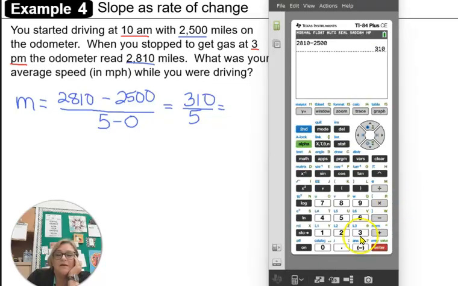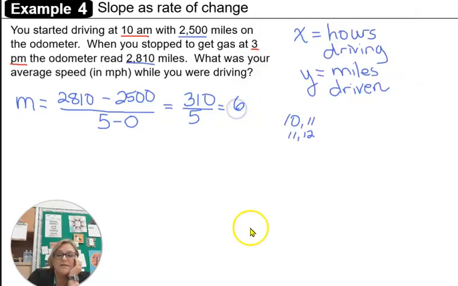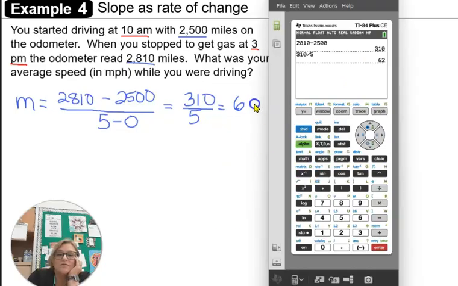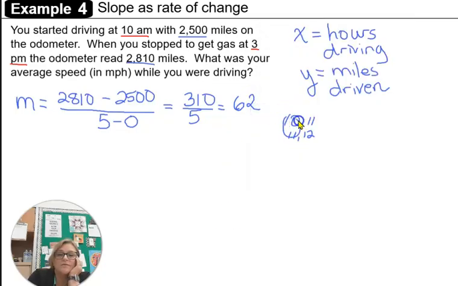And then again, in the calculator, we can do that division. So 310 divided by 5 is 62. So that 62 represents our difference in the y's, which is the miles, over difference in the hours, which we were driving, and so the units are miles per hour. So our average speed is 62 miles per hour.